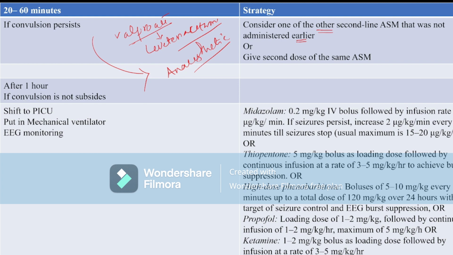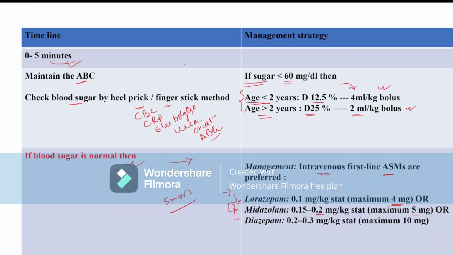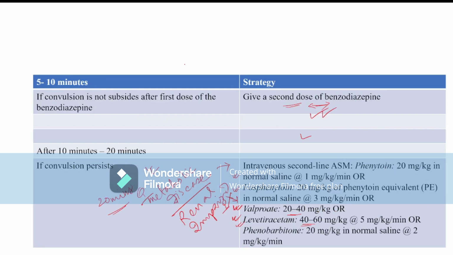So don't be confused. First, if the patient comes to you at 0 to 5 minutes, then give the first benzodiazepine, that is the first line of drug, that is lorazepam. If the seizure has not subsided after giving the first anticonvulsant drug, you can give a second dose of benzodiazepine.